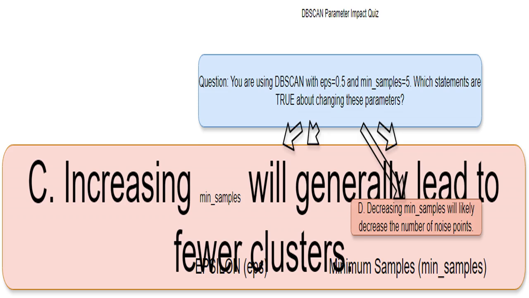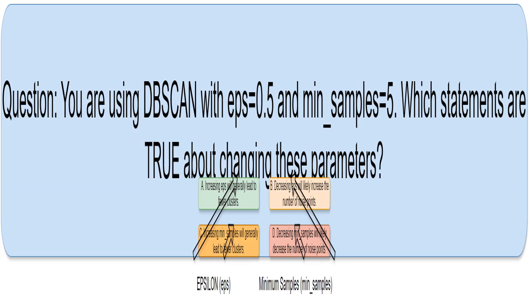I understand this is a quiz about how changing the EPS and MINSAMPLES parameters affect the DBSCAN clustering results. We'll analyze the impact on the number of clusters I get and how many data points are classified as noise. If I increase the EPS, I'm widening my search radius. Therefore, more points will be considered neighbors, and existing clusters are more likely to merge. Fewer clusters will result. That's a correct statement.